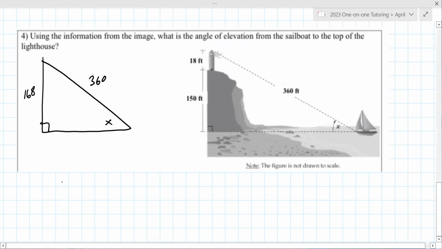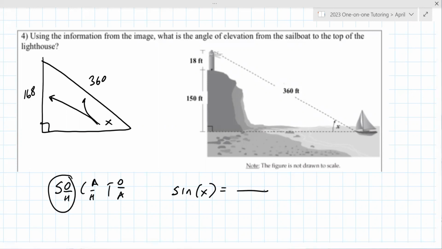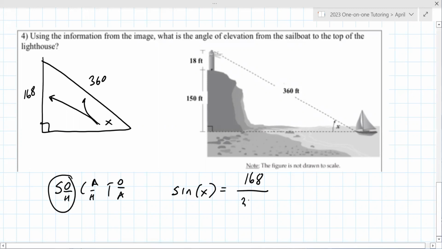Cosine or sine. Yes, cosine or sine. So which one maps to what you have? Relative to X, you have the hypotenuse and the opposite, so it would be sine. The sine of the unknown angle equals what over what? What goes on the top, what goes on the bottom? Okay, so sine X equals 168 over 360. Good. And then you're using arc sine this time to solve for X.